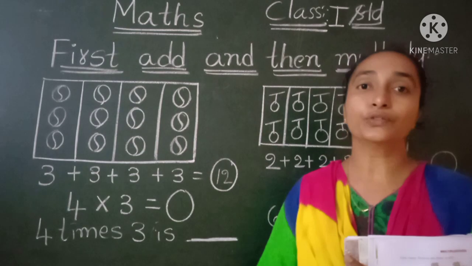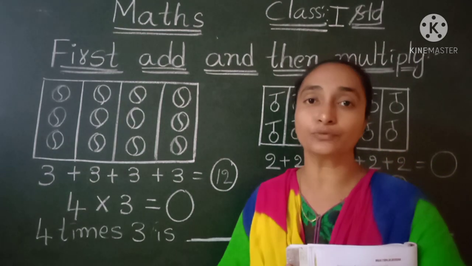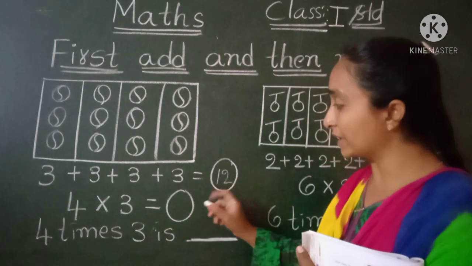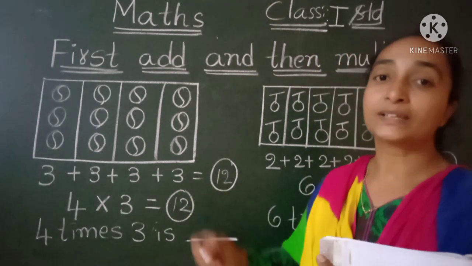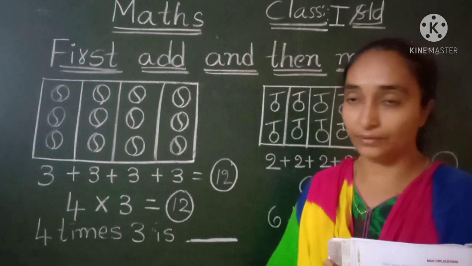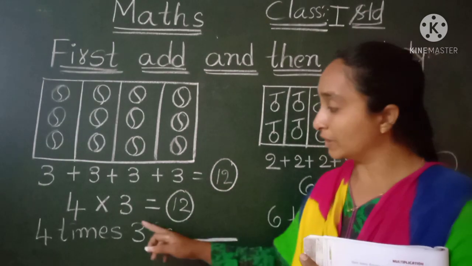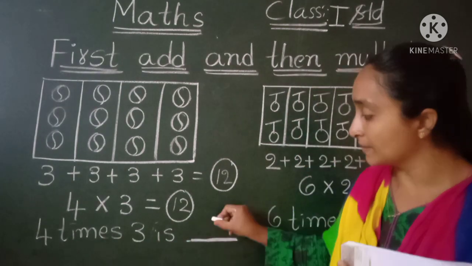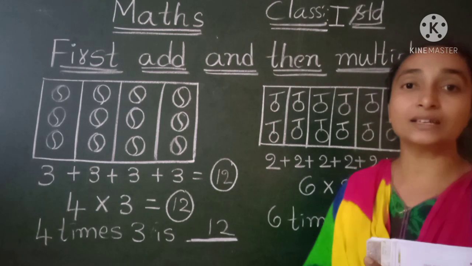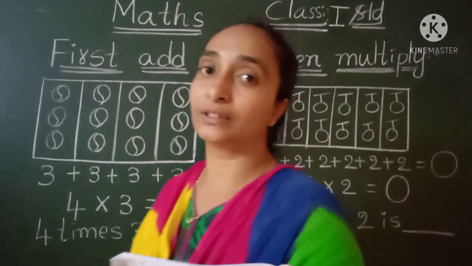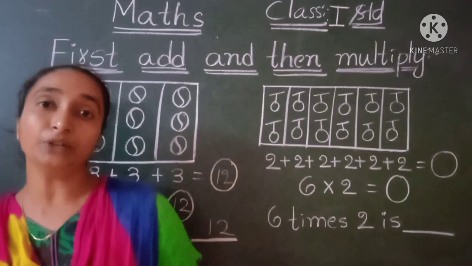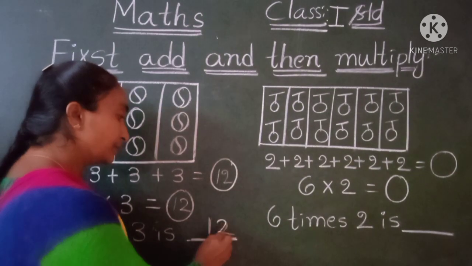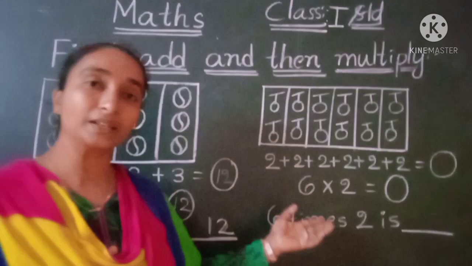So 4 into 3, 4 3s are. From the 4 table we get: 4 1s are 4, 4 2s are 8, 4 3s are 12. So here also we get the same answer. Repeated addition, 12. Multiplication, 12. So here we can write the answer, children: 4 times 3 is 12. The 3 should repeat 4 times. So 4 3s are 12. Completed.